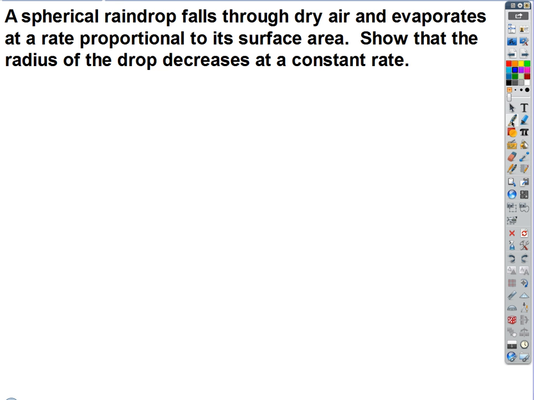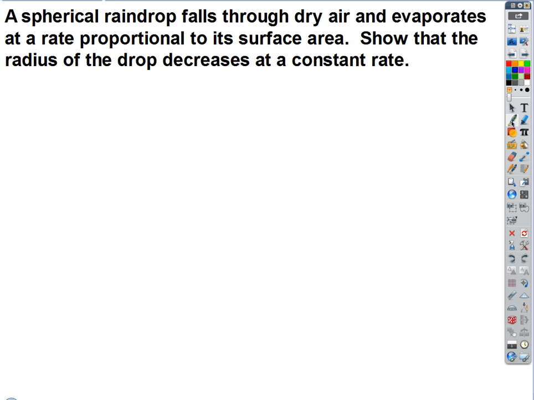All right, what about this? This just makes sense. So you've got a spherical raindrop falling through a layer of dry air, right? Where does evaporation occur on the raindrop? Well, from the surface of the drop, right? That's where the water is going to be pulled off. The water molecules are going to be pulled off by evaporation, right?